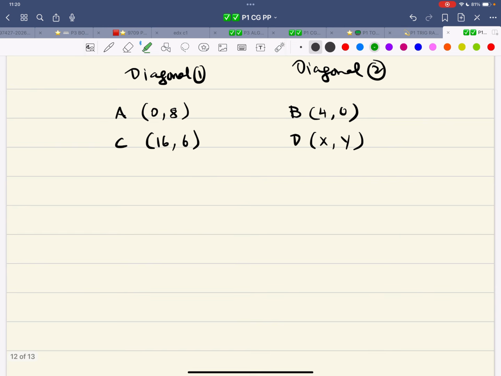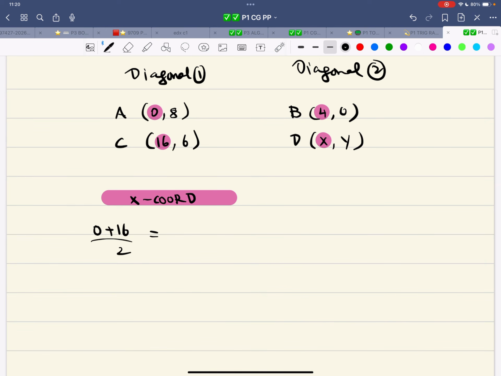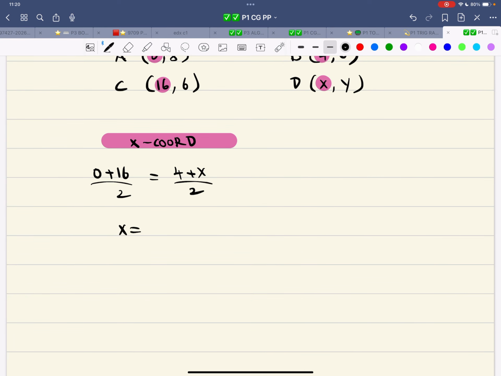So therefore, let me choose this pinkish with this pinkish. Let me first focus on the X coordinate. The average of the X coordinates is the same, 0 plus 16 divided by 2, that is 4 plus X divided by 2. So therefore, X comes out to be 12.